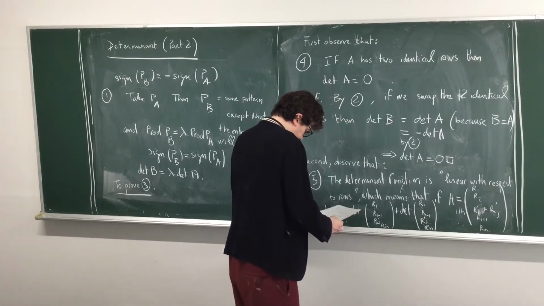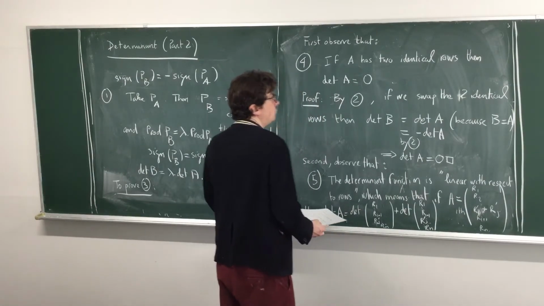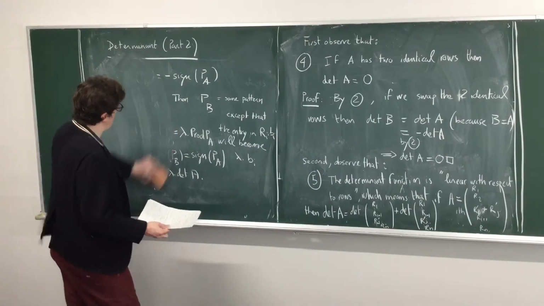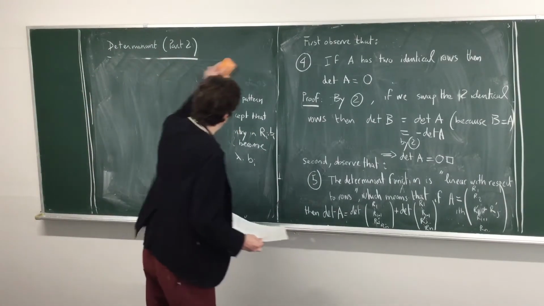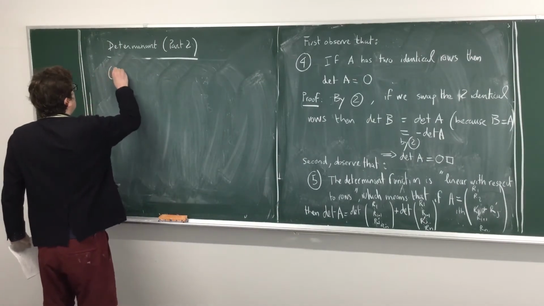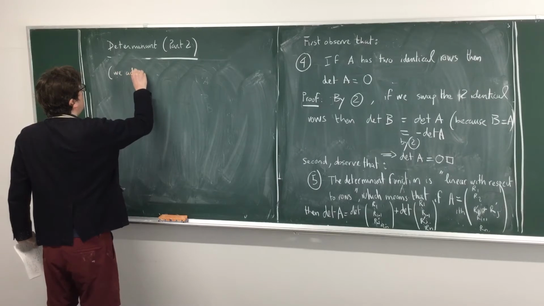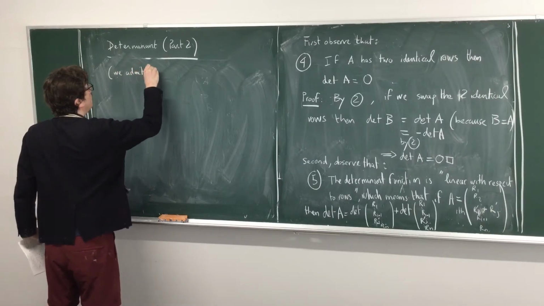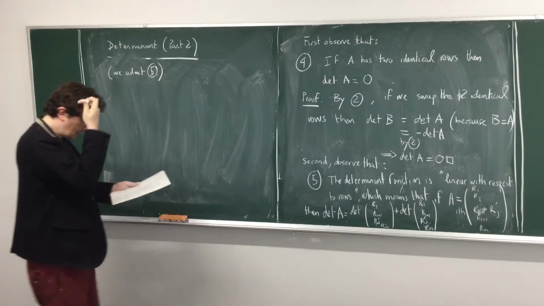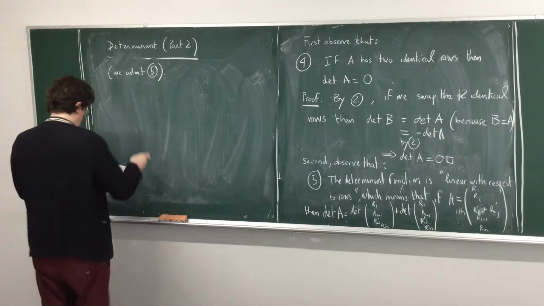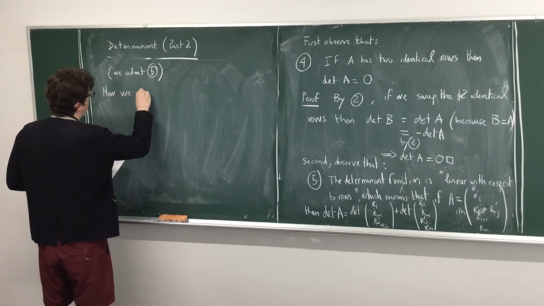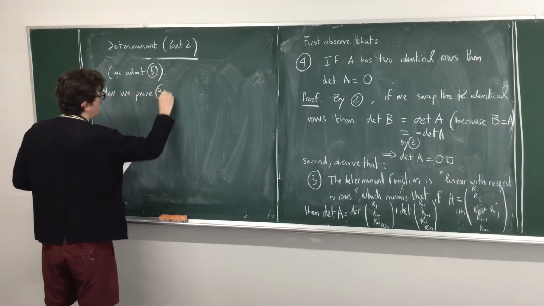So actually we will admit this property 5, which is a little delicate to prove. Assuming that we have this, we can prove our property 3.